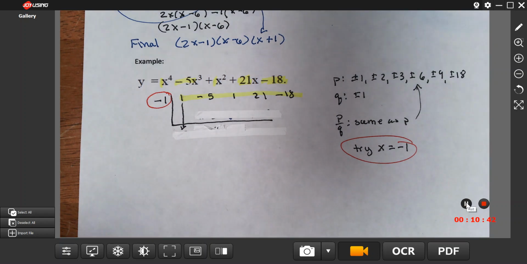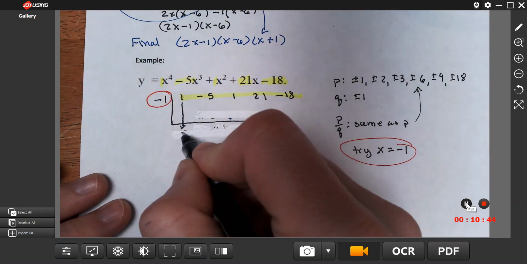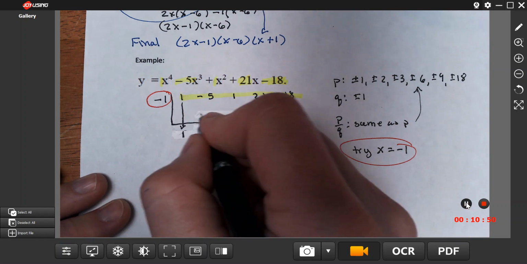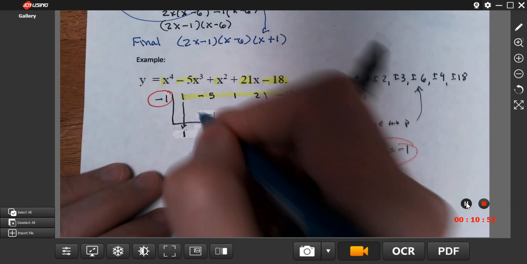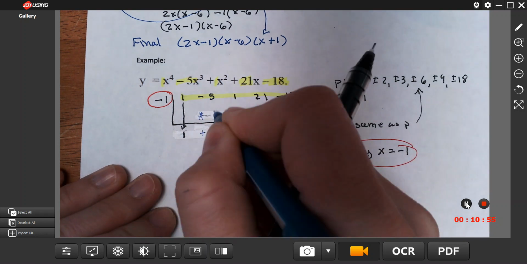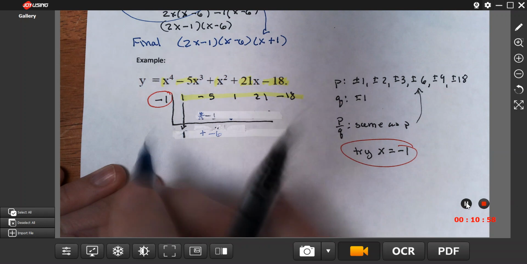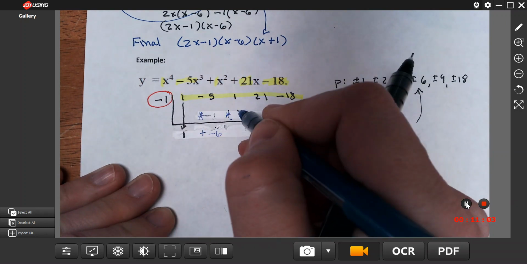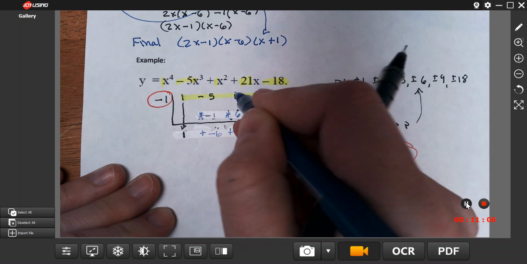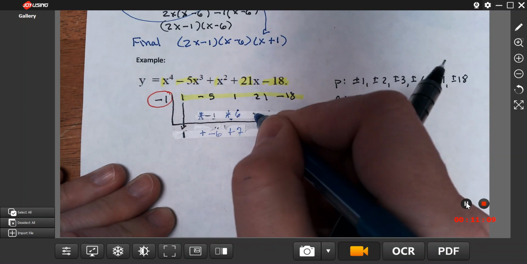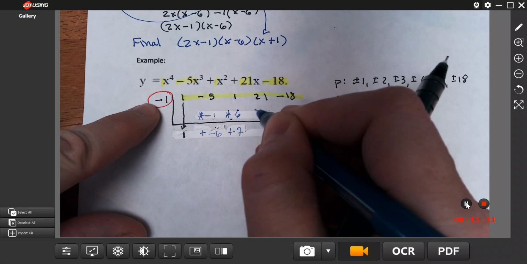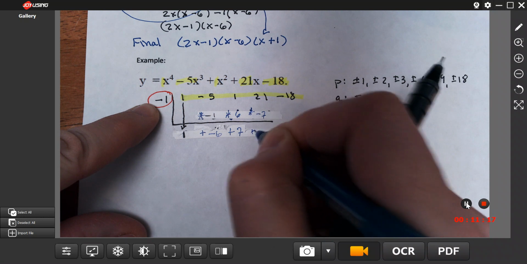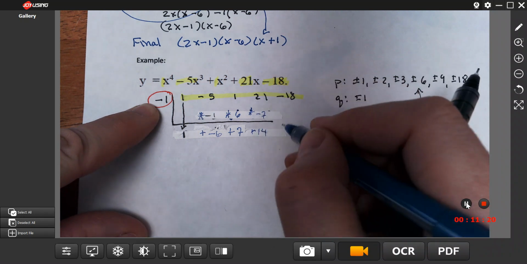Okay, found my white out, so I'm going to start it over and actually copy the number that I brought down. So bring down the 1, that's what I had, and now I multiply 1 times negative 1 is negative 1, so that was multiply to get that, and then add 5 plus negative 1 is negative 6, and then multiply negative 6 times negative 1 is positive 6, and then add 6 plus 1 is 7. And then I'm going to multiply negative 1 times negative 7 to get negative 7. And then add to get 14. So 21 plus negative 7 is 14.